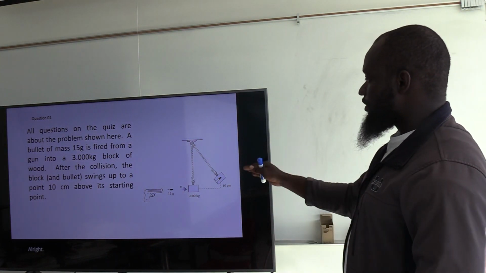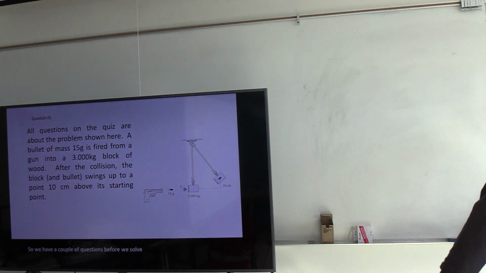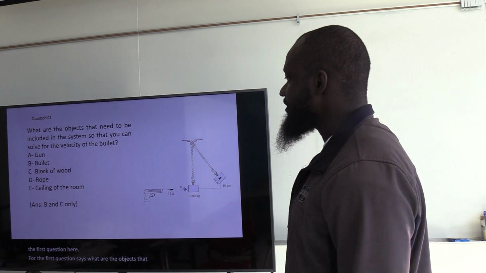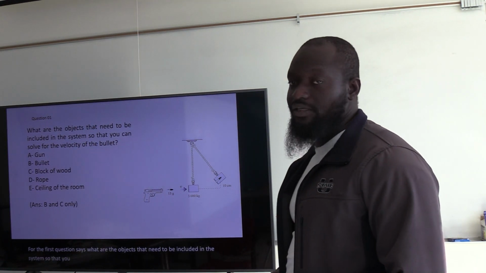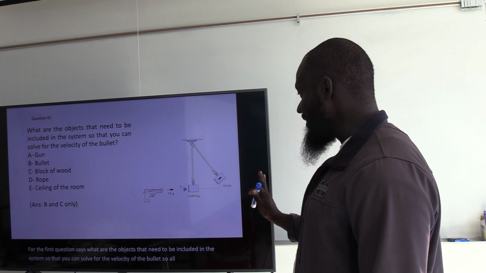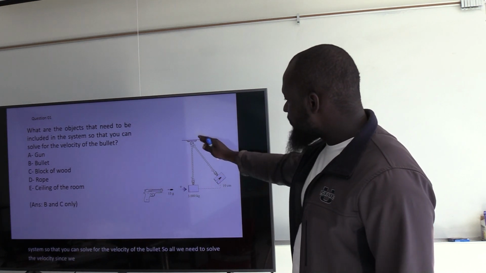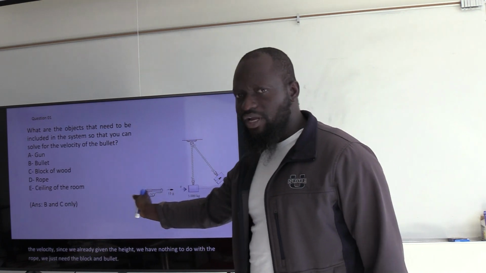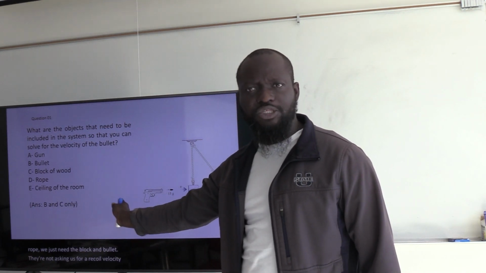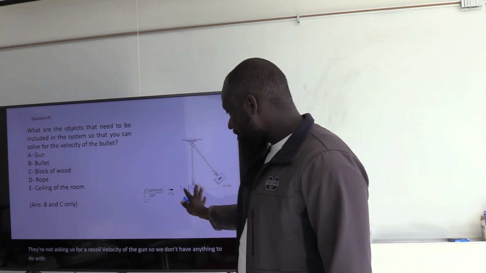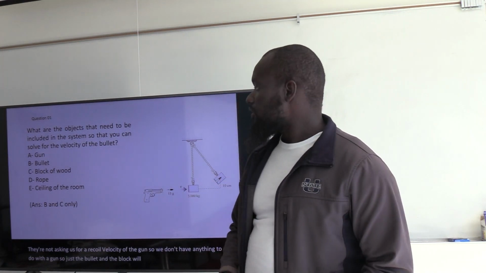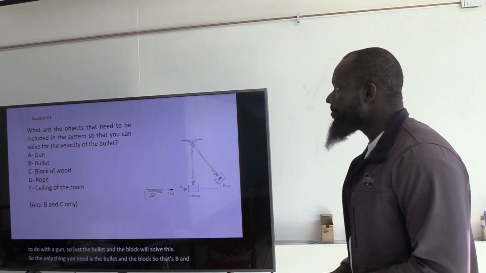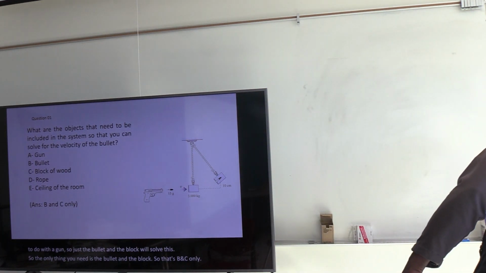So we have a couple of questions before we solve this problem. Let's start with the first question here. The first question says, what are the objects that need to be included in the system so that you can solve for the velocity of the bullet? Since we're already given the height, we have nothing to do with the rope. We just need the block and the bullet. They're not asking us for a recoil velocity of the gun, so we don't have anything to do with the gun. So the only thing you need is the bullet and the block, so that's B and C only. And that's question 1.